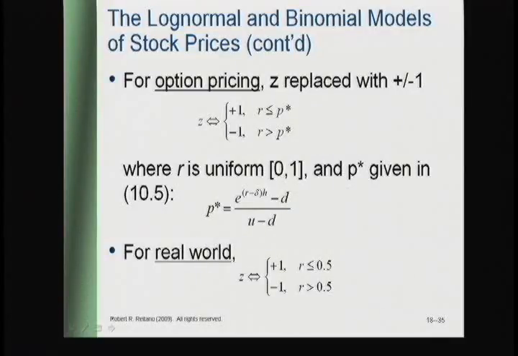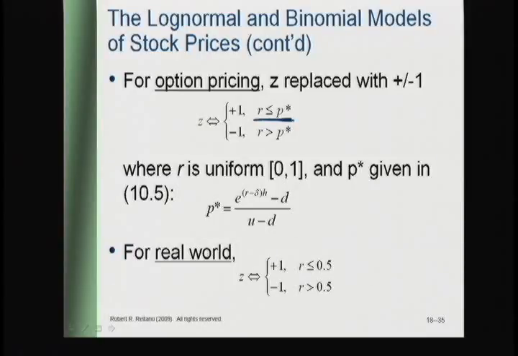So in option pricing, when we go from the continuous lognormal distribution of prices to the binomial model, we go from a Z to a plus or minus 1. But there's a probability distribution that's important. What is that binomial probability distribution? And what we saw is that in option pricing, the Z of the lognormal distribution becomes a plus or minus 1, and the probability depends on p star.